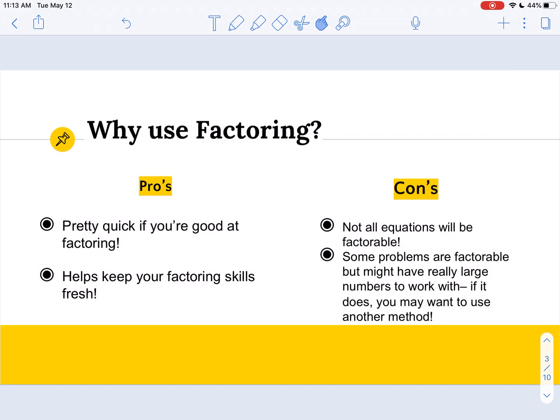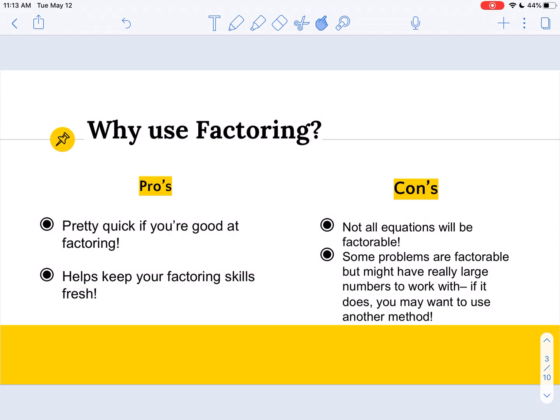Some cons of factoring is that not all equations will be factorable. We've dealt with expressions in our last unit when they were not factorable, and when we dealt with an expression that wasn't factorable, we called those prime. Unfortunately, when we're dealing with equations, we can't just say it's prime though. So if we have an equation that's not factorable, you're going to have to use one of those other methods that we just discussed in that previous slide.